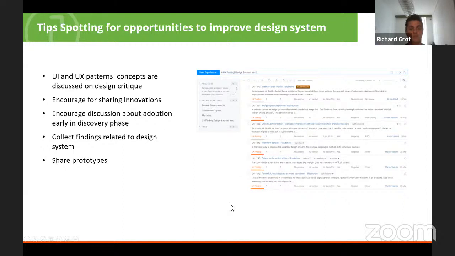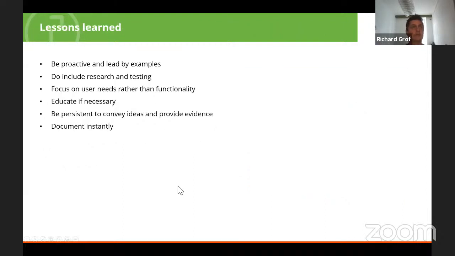I think this is the last slide of my presentation. The lesson learned: be proactive and lead by examples. Sometimes, in the beginning, when we tried to do some proposals, we tried to collect user feedback, but it wasn't enough. We had to be really proactive. We have to include research and testing, focus on the user needs, not only functionality, and educate if necessary.